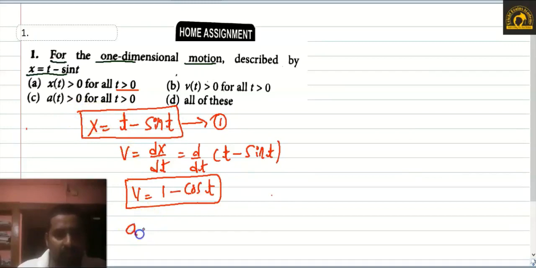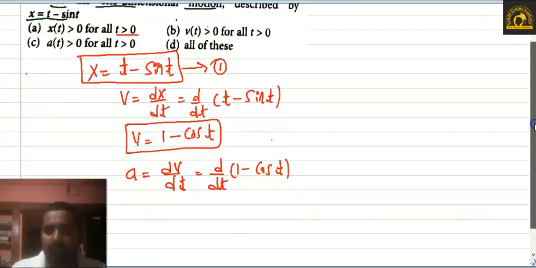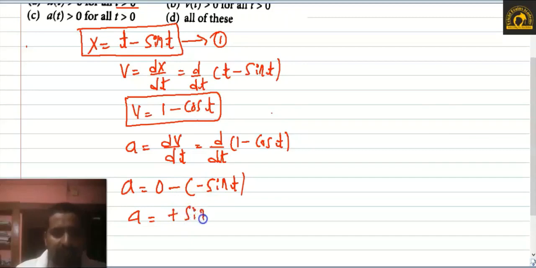Then acceleration. Acceleration is equal to the rate of change of velocity. So that is equal to d by dt of v, which is 1 minus cos t. The differentiation of 1 is 0. So acceleration is equal to 0 minus the differentiation of cos, which is minus sine t. Minus minus sine t, so that will be plus sine t. That is the value.